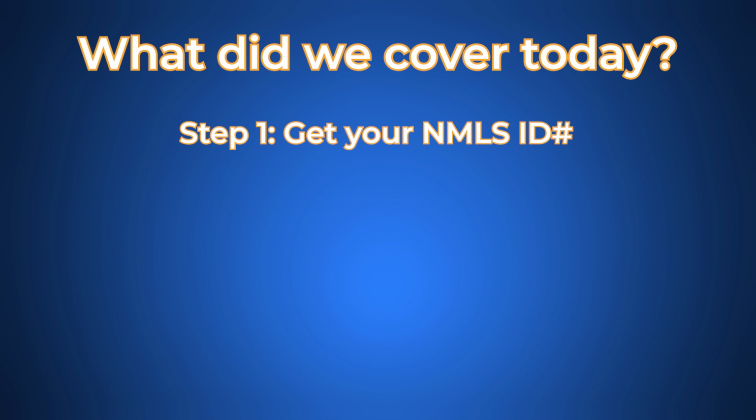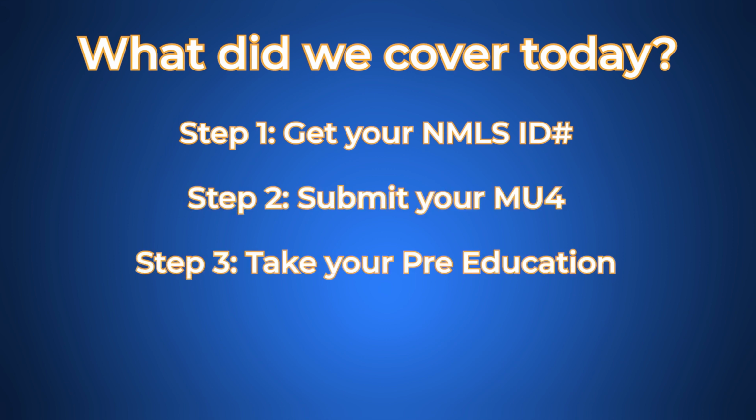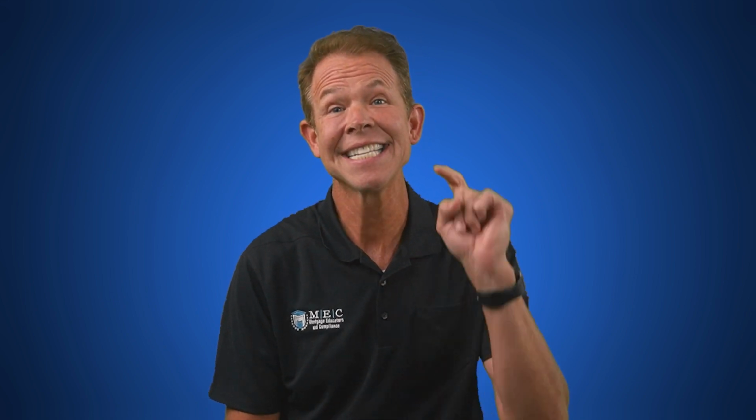So let's go over what we covered here. We talked about obtaining an NMLS ID number, filling out your MU4 application, taking your mortgage pre-licensing education, studying for and passing the SAFE exam, and possible disqualifiers for obtaining an MLO license. It's important to note that these steps don't necessarily need to be done in this order. Lots of people will take their education first, then take the exam, and submit the MU4 later. However you do it, the best time to start is now.